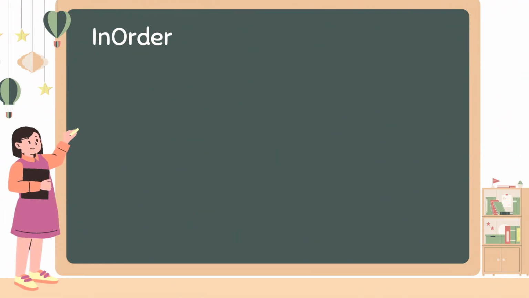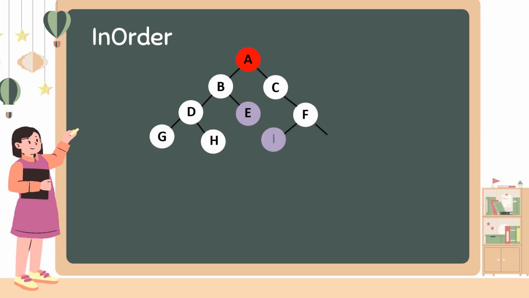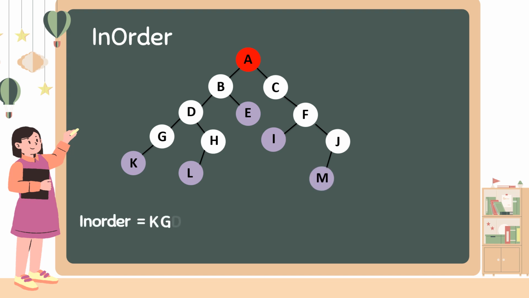We can see examples of in-order, post-order, and pre-order. First, in-order: visit the left subtree, then visit the root node, and then visit the right subtree. Example: K, Z, L, H, D, B, E, A, I, F, M, J, C. And how is it used? In a binary search tree, in-order gives nodes in sorted order.